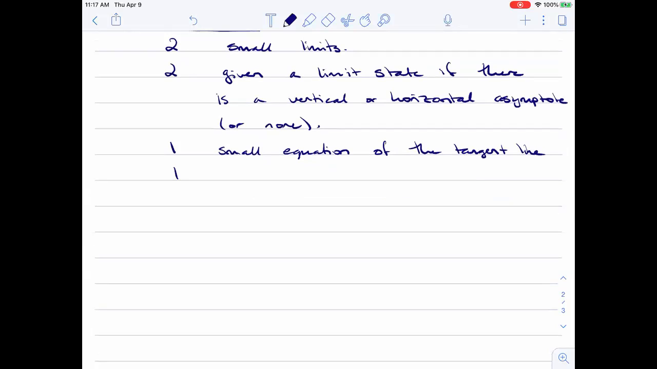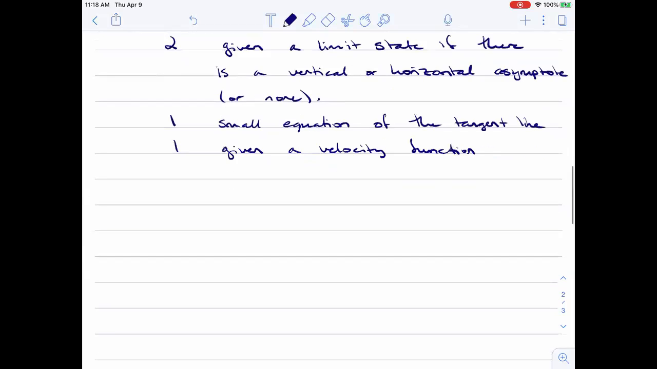And then there's one where, given a velocity function, find the acceleration function, right? That's just the first derivative of the velocity. We're used to having the displacement function, then the first derivative is the velocity, and the second derivative is the acceleration. But if you have the velocity, then you just take the derivative of that, and you've got the acceleration function. So given a velocity function, find the acceleration function.